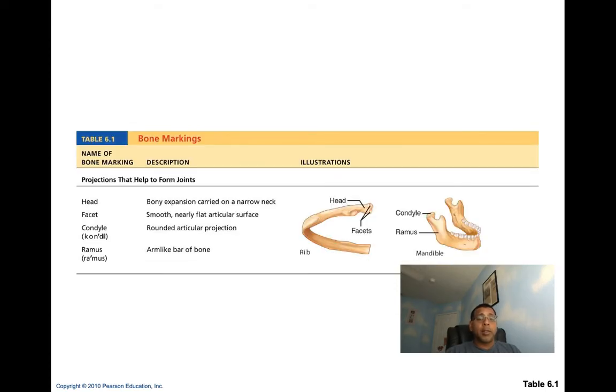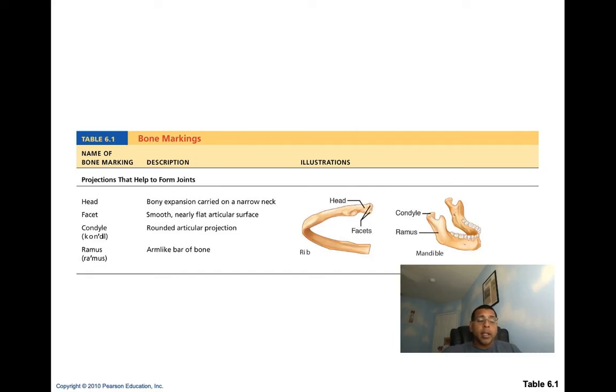Next we can see projections that are going to help form joints. We have four of them that I want you to know about. First term is a head. The head is going to be a bony expansion carried on a narrow neck. So right here we have our rib. Here on the rib you can appreciate the head of the rib. Here then is the neck, basically the constricted part. So you can see that bony expansion carried on a narrow neck.